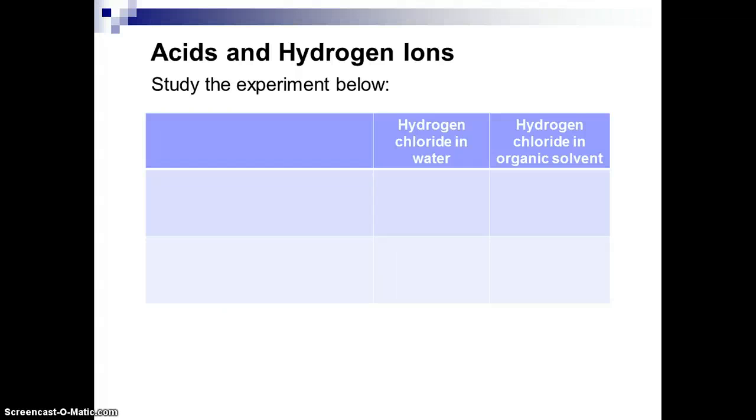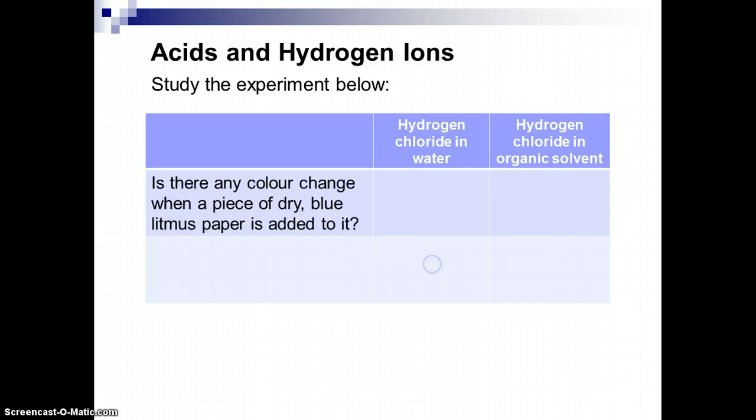Let's take a look at another experiment. Hydrogen chloride in water, hydrogen chloride in organic solvent. Do you think there's any change when a piece of dry blue litmus paper is added to hydrogen chloride dissolved in water or hydrogen chloride in organic solvent? For the dry blue litmus paper, when added into hydrogen chloride in water, it would turn red. But the dry blue litmus paper, when added into hydrogen chloride in organic solvent, there is no reaction.